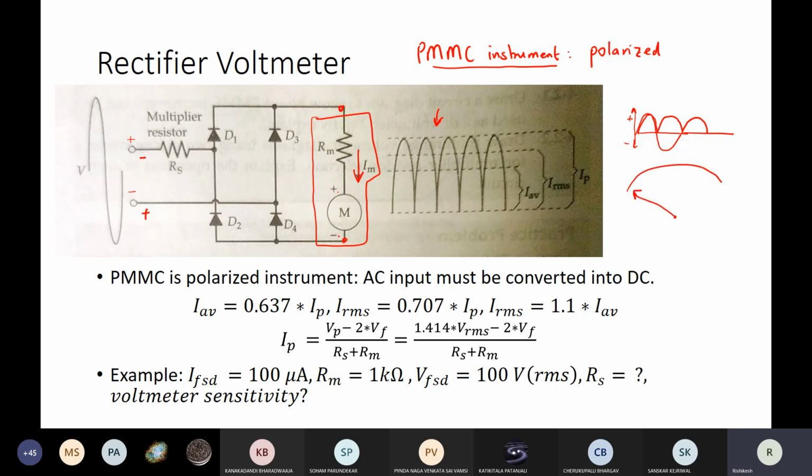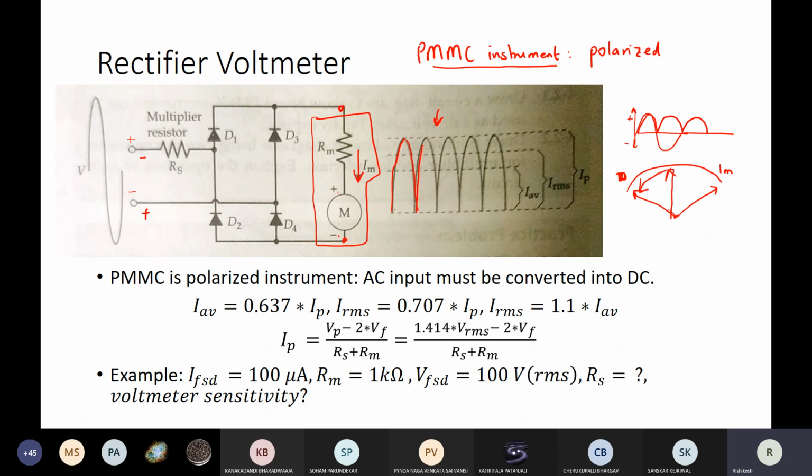Zero position is here, the full scale position is here, so it is zero. This is full scale deflection current. So when the positive cycle goes from here to here, probably it will go from this position to this position and come back to zero. Then in the next cycle again it will do the same. It will go on oscillating depending on the pulsating DC and the frequency associated with that.